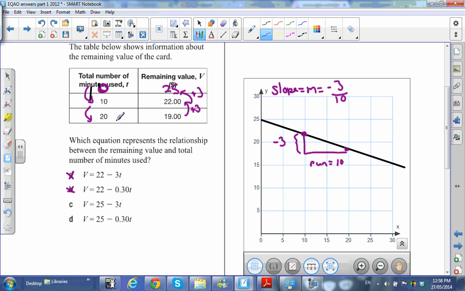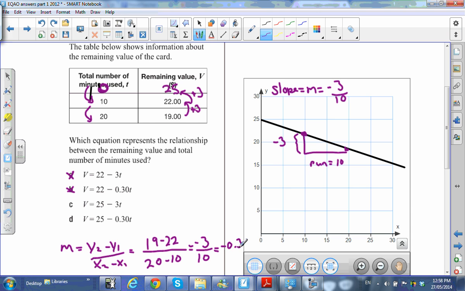Now again, you could have done the same thing, just choosing 22 minus 19 over 10 minus 20. Okay, so remember, we also have slope is equal to y2 minus y1 over x2 minus x1. So again, if you want to do it from the table, if we didn't make a graph, say 19 minus 22 over 20 minus 10. So I get -3 over 10. So I get -0.3, or -0.30 if you want to put that in.